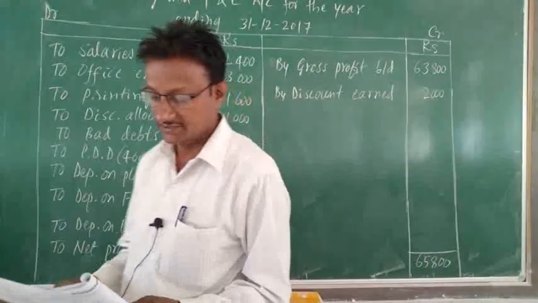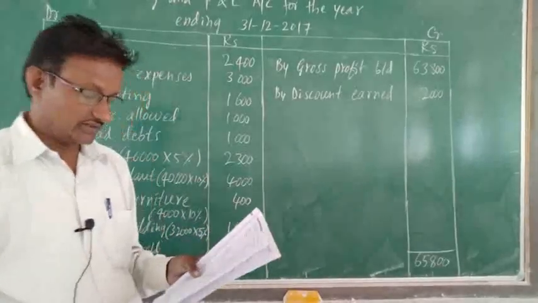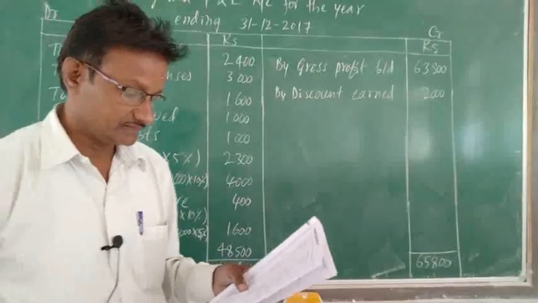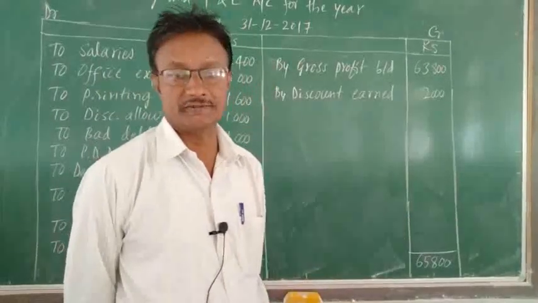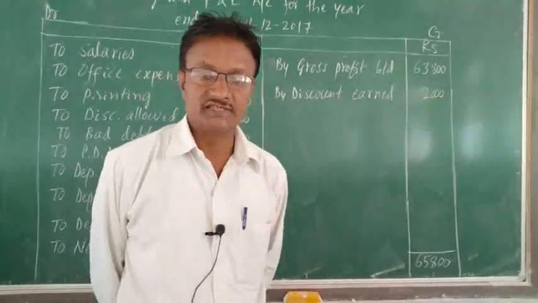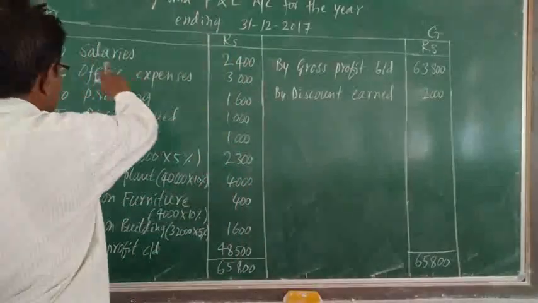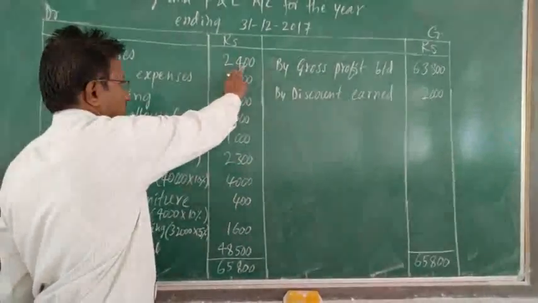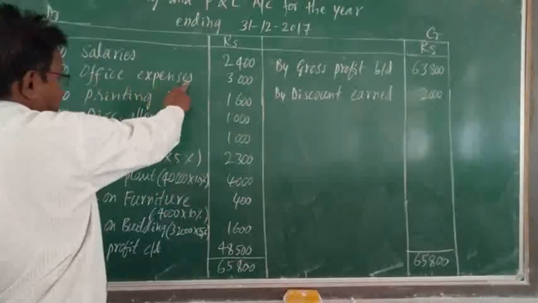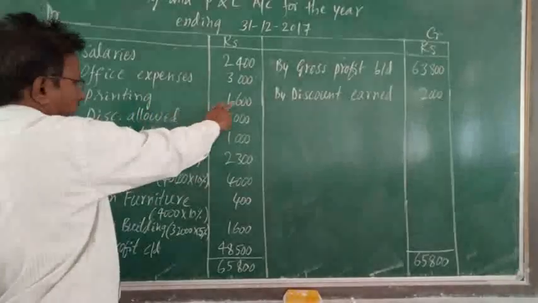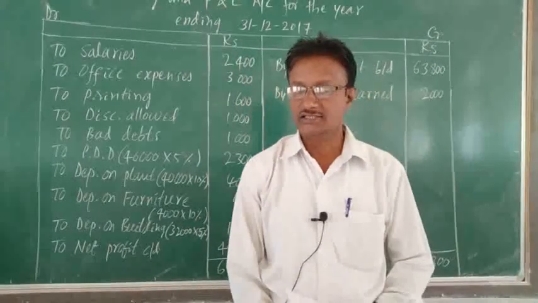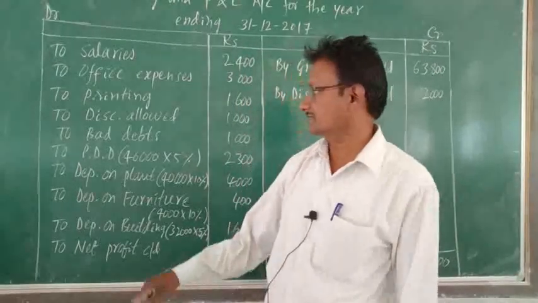So see the cash book. Here the indirect expenses given are salaries, printing and office expenses. So there are three expenses: salaries, office expenses and printing. So take to salaries, which is given in the cash book, 2,400 on the payment side, to office expenses 3,000, to printing 1,600. These expenses are available in the cash book, credit side or payment side.